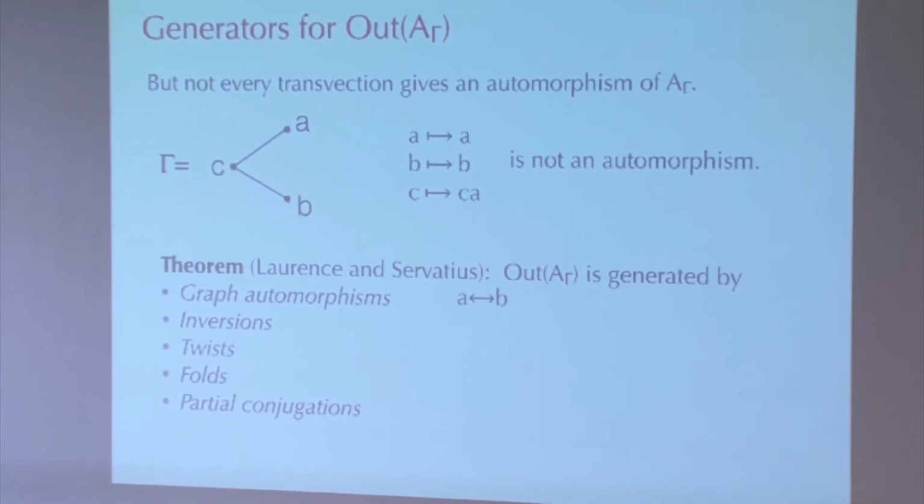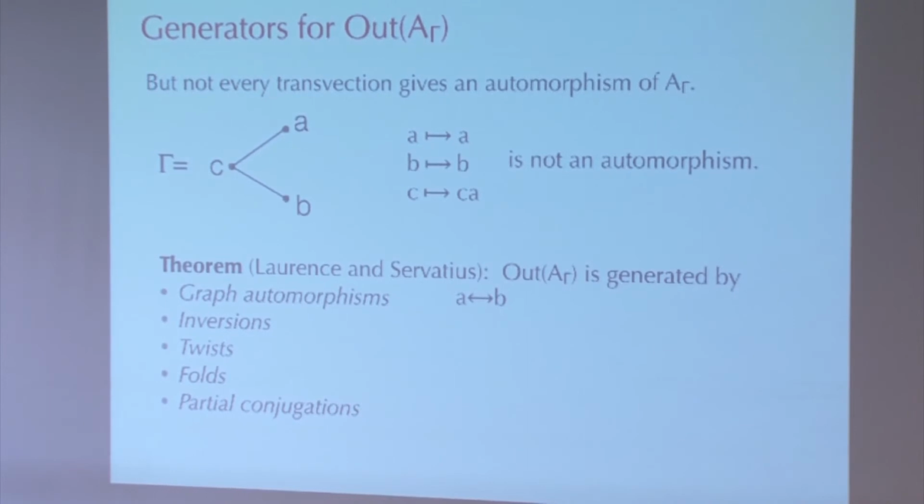So in our example, what do we have? What are the graph automorphisms? You can switch A and B. You can invert A. You can invert C. You have to put those both in because you can't permute A and C. What are the twists? You can multiply A by C. Can't multiply C by A, but you can multiply A by C. Folds, you can multiply A by B or B by A. And there aren't any partial conjugations because this example is too simple.